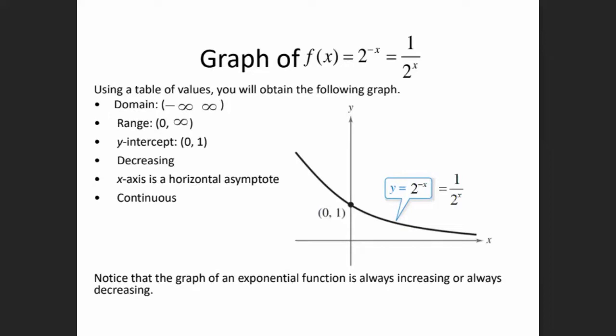So here we have 2 to the -x. Again, I'm going to use a fundamental property to eliminate the negative exponent. I take the reciprocal of this, or if you don't see it, what I can do is write it as a fraction, 2 over 1, take the reciprocal, which is 1 over 2, and by doing this, the exponent becomes positive.